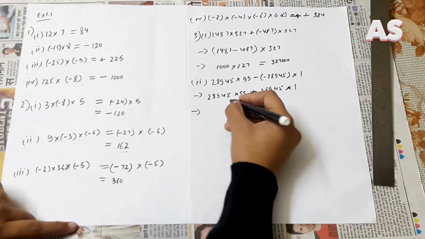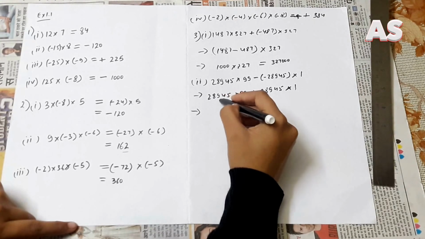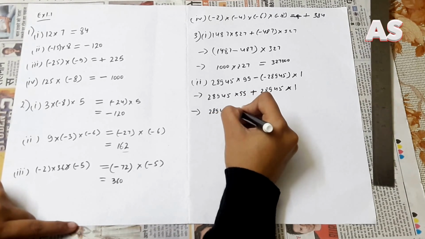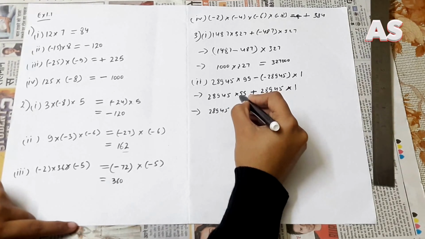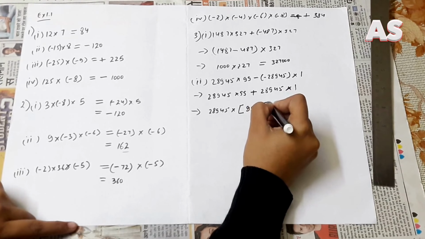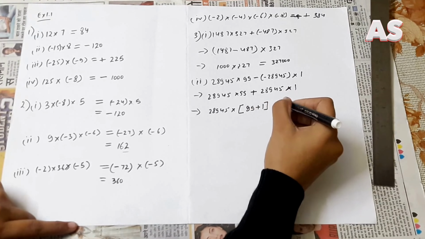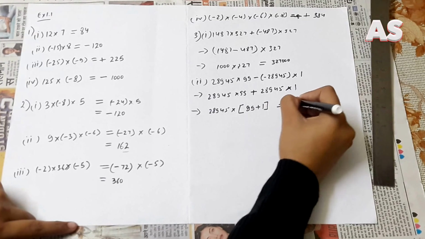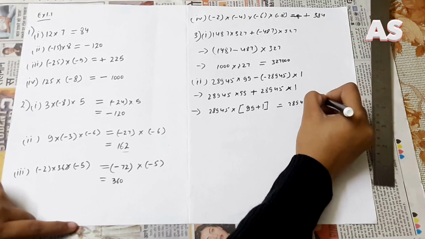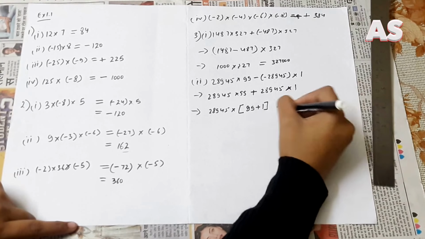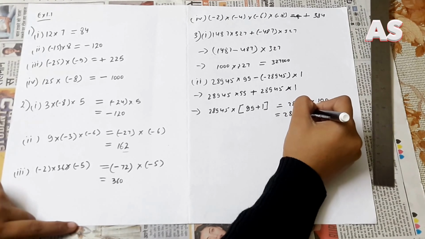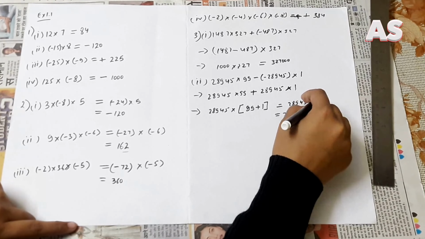Now we see that we have 28945 in common, so we will write 28945 into 99 plus 1. So 28945 into 100, because 99 plus 1 is 100. Now 2894500 is the product, is the answer.